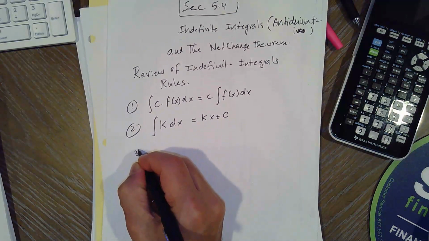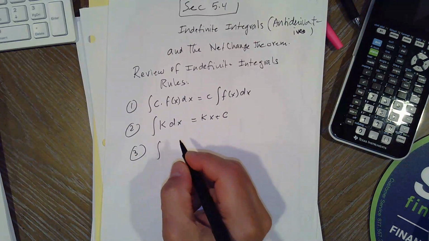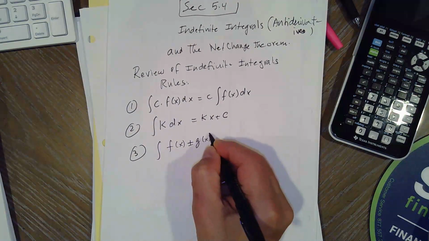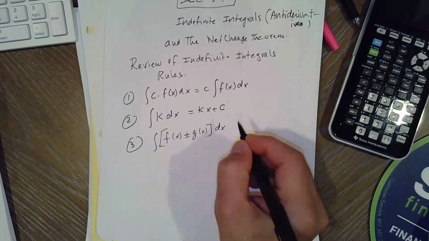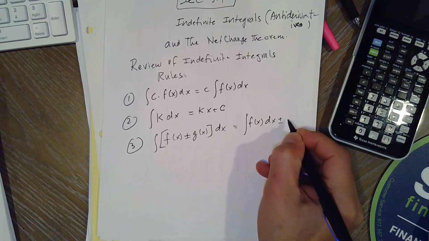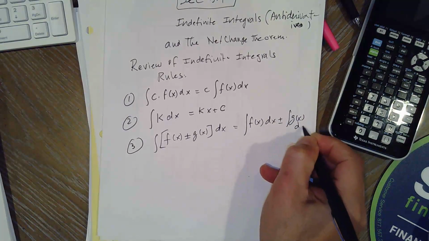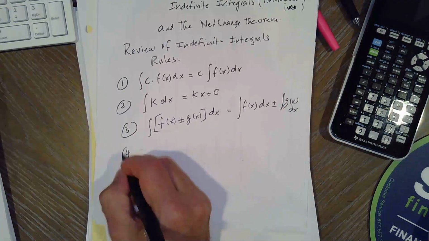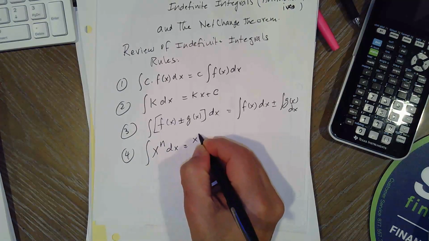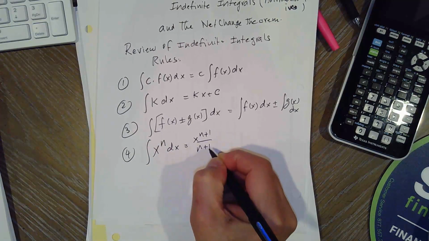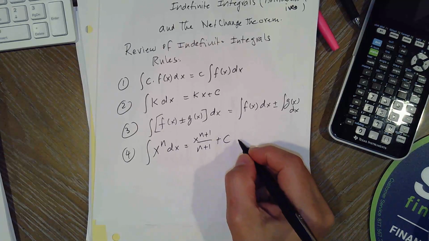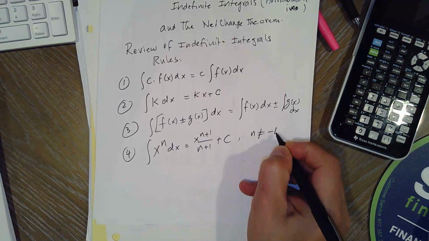The sum and difference rules: integral of f of x plus or minus g of x, you can split it up. There's a sum or difference rule, but there's no product or quotient rules. The power rule, that's the most useful one. Integral of x to the n dx is you add 1 to the power, divide by the new power, plus c. Of course, you're always adding a c, as long as n is not negative 1.